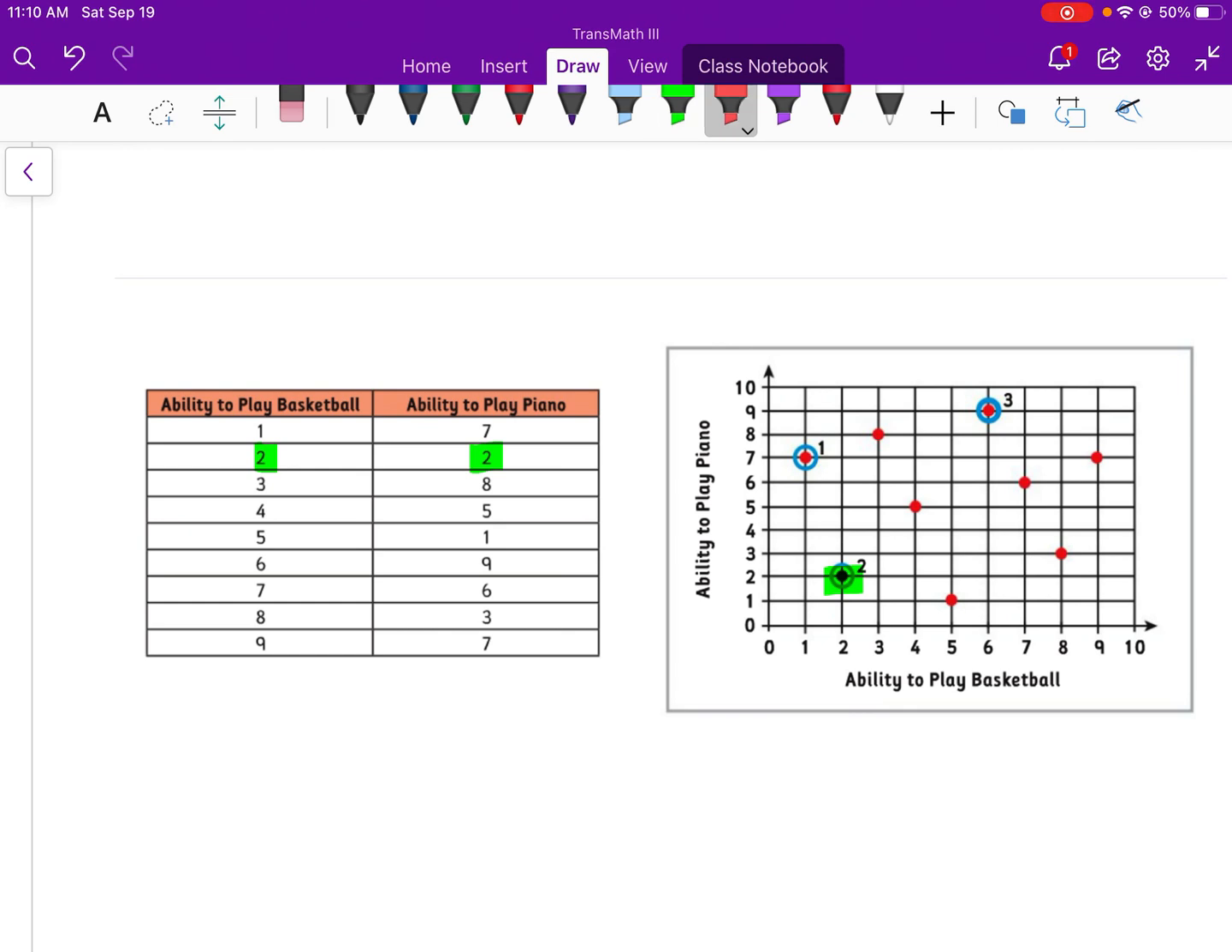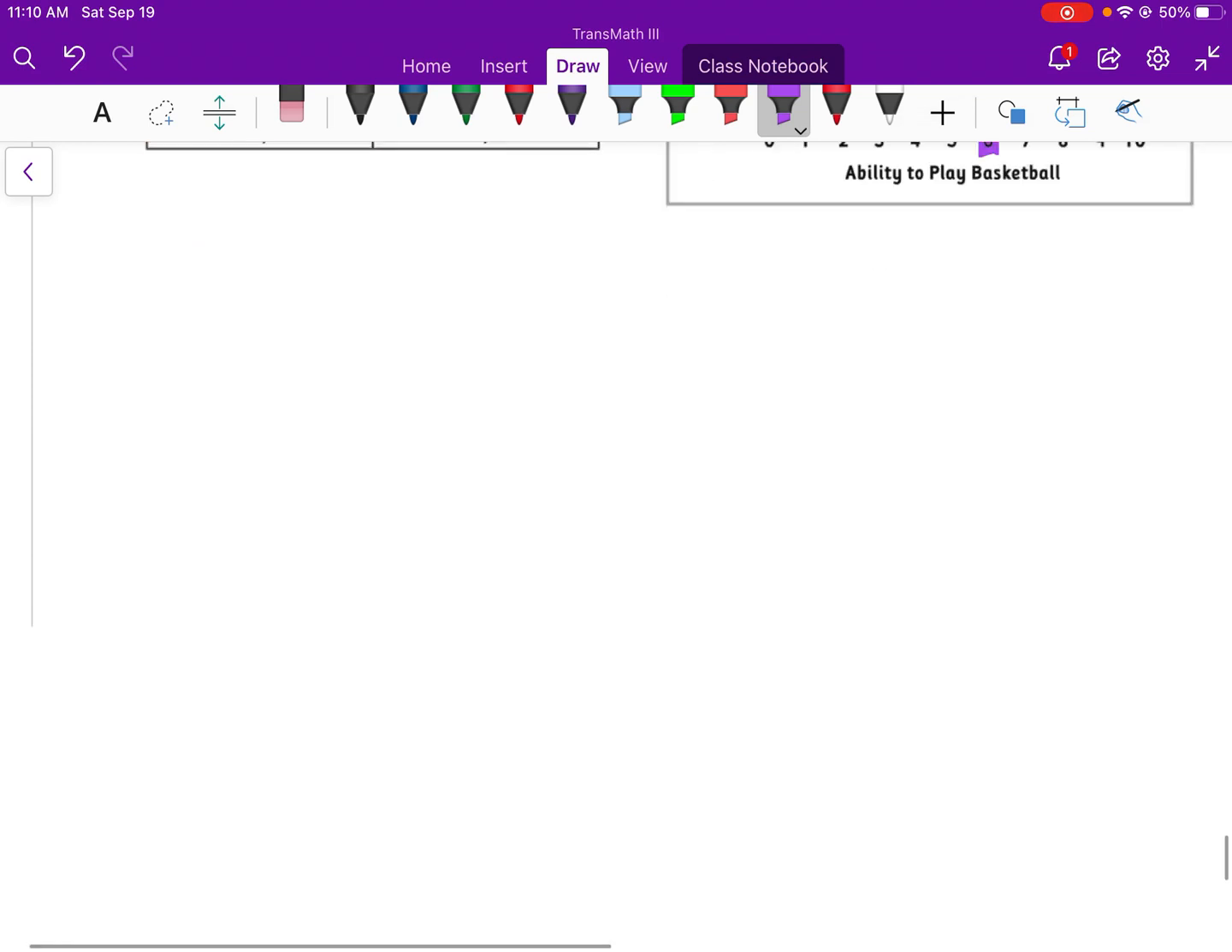For the ability to play basketball of 1, the ability to play piano was 7. That's that point there. And then that last one, point 3: we got 6 for basketball, 9 for piano. So 6, 9, that's that point there. So that is how we're going to read our scatter plots. Again, it's 2 variables. In this case, it was basketball and piano, and the last one, it was years of experience to income.